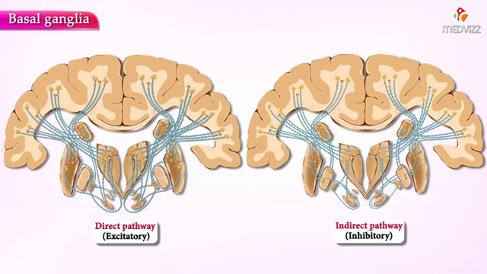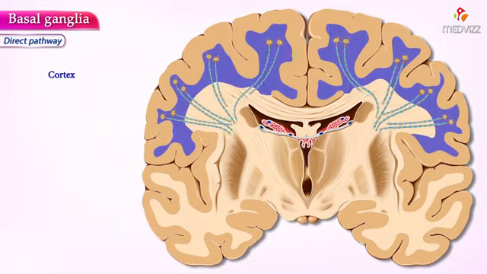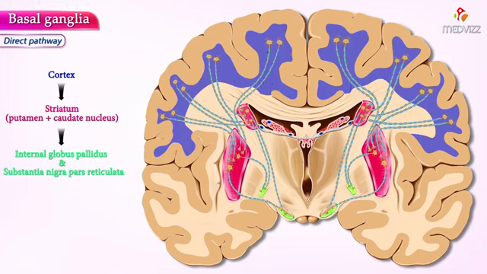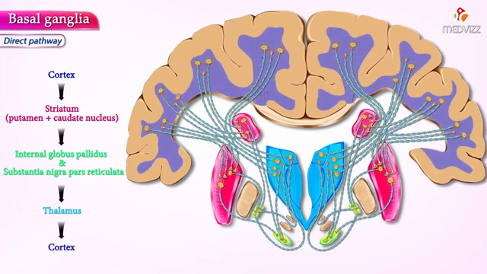The direct pathway begins in the cortex and follows the following path. Please pay close attention to it. It begins from the cortex, travels to the striatum, to the globus pallidus internus and substantia nigra pars reticularis, to the thalamus, and eventually closes back to the cortex. This loop, or this pathway, is excitatory, which means it promotes movement.